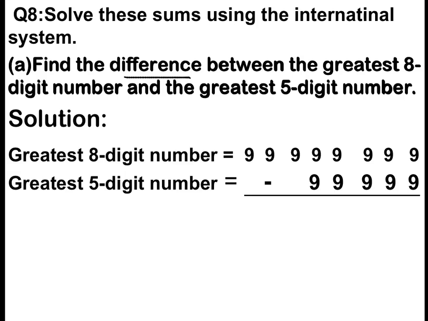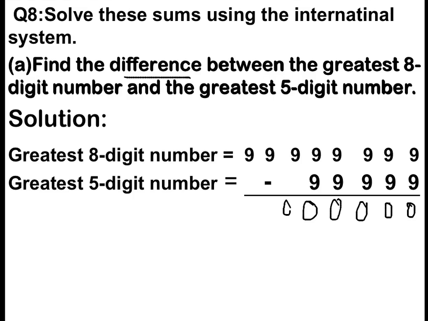First we will write the solution. Then we will write greatest 8 digit number is equal 99,999,999. Next step is greatest 5 digit number. That is 99,999. Understand? So the difference is 9 minus 9 is equal 0. 9 minus 9 is equal 0. 0, 0 and 0.